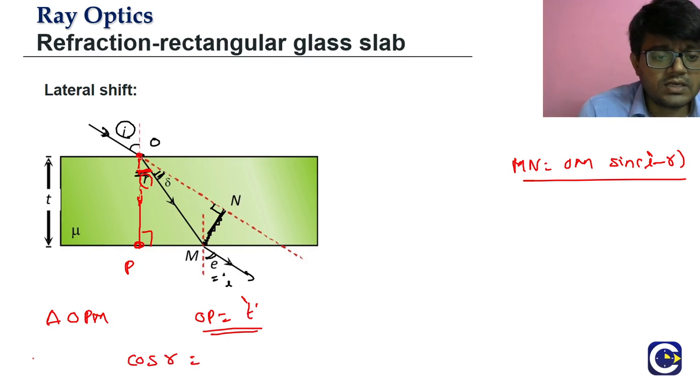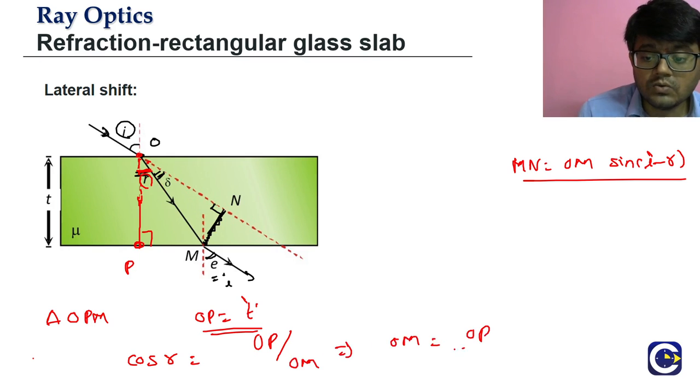Cos theta will be what? Adjacent, which is OP, divided by hypotenuse. Hypotenuse is the same. What is it? OM. Which means OM will be equal to what? OP by cos R. OP is what? T, into 1 by cos R, which means secant R.